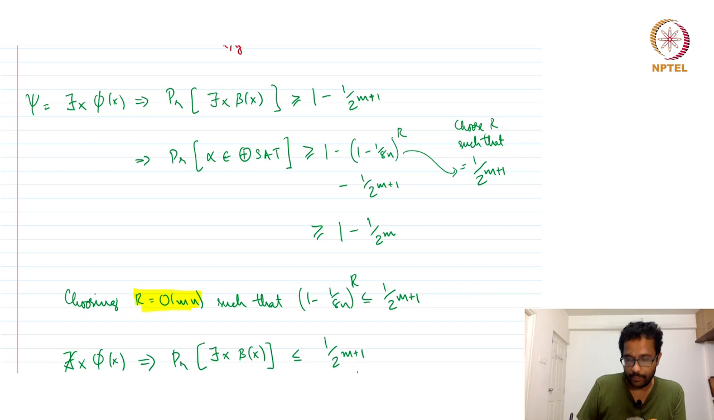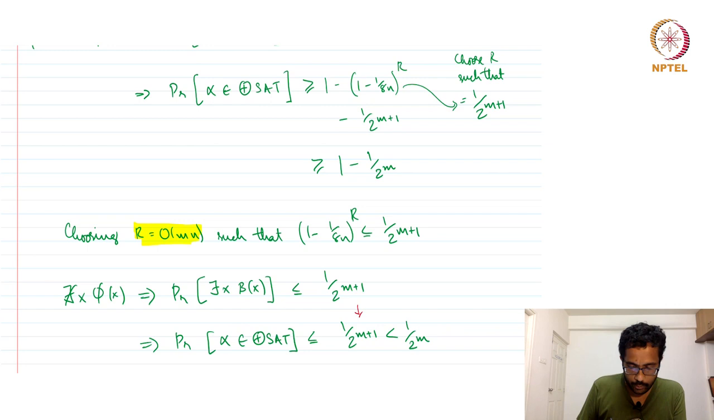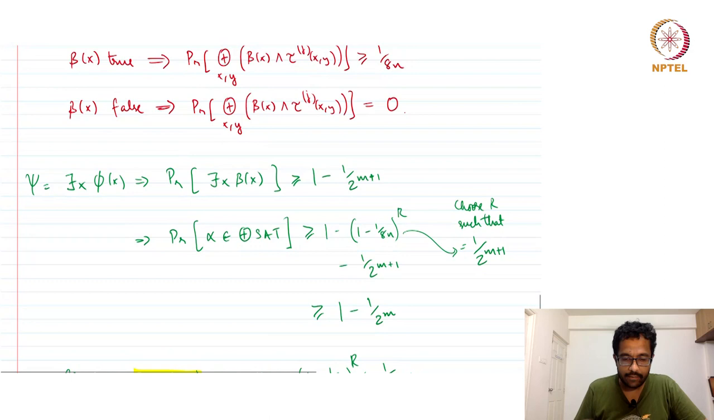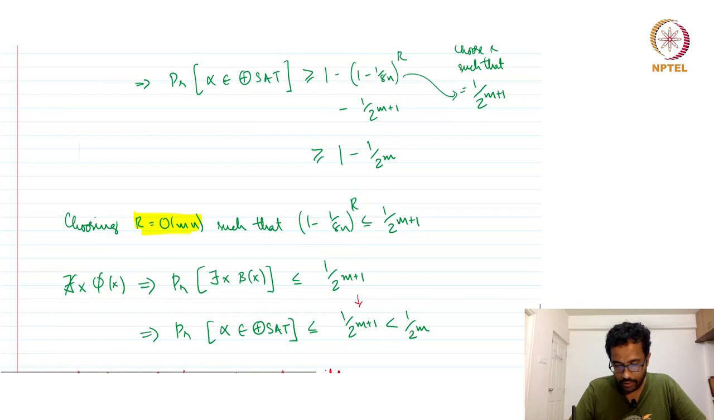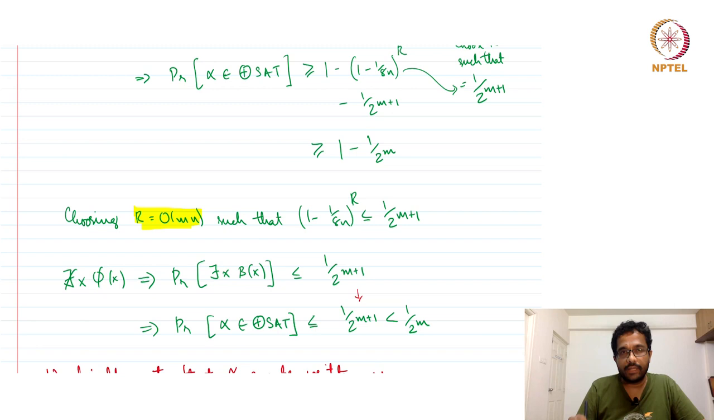When psi is false, which means there does not exist an x for which phi is satisfied, what is the probability that beta is the correct beta? Again, this is coming from the previous level of induction, so the probability of error is 1 divided by 2 power m plus 1. Which means beta is a no instance, and the probability that beta is a yes instance is 1 divided by 2 power m plus 1. And what is the probability that alpha is a yes instance? If beta is a no instance, then alpha will always be a no instance, because you are taking an OR of no instances. The error in this process is one-sided.